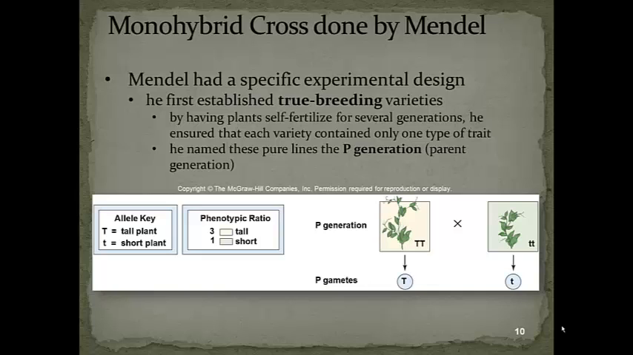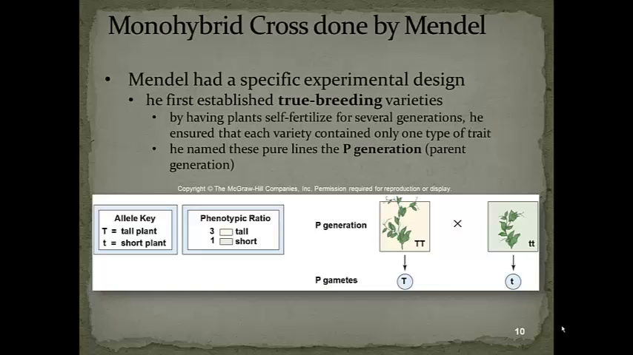Okay, so at the bottom here we've got a schematic of his experiment. Now we know now that each individual has 2 genes for every trait. So right there we're looking at height. And we know that the tall plant only carries the allele for tall. So its gamete only carries the tall allele. And the short plant only carries the short allele. So the gamete can only carry the short allele.